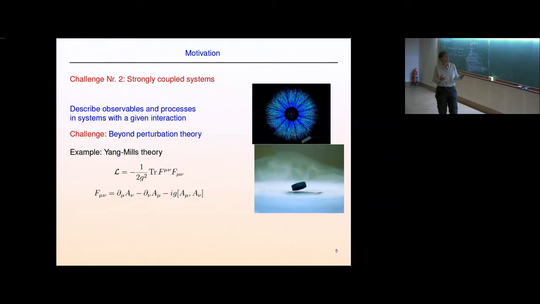Okay, so then the challenge is to go beyond perturbation theory in describing observables and processes in systems with a given interaction. As I said, the prototype example is non-abelian gauge theory, so Yang-Mills theory, which has a negative beta function. I'm sure you have seen this before.